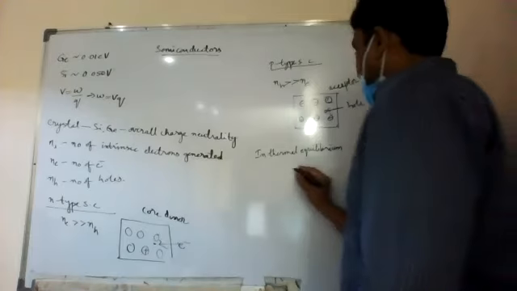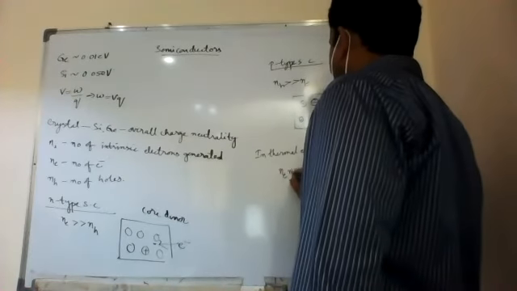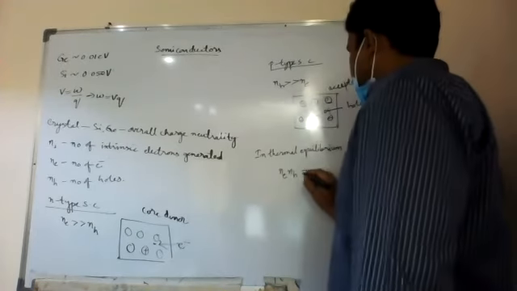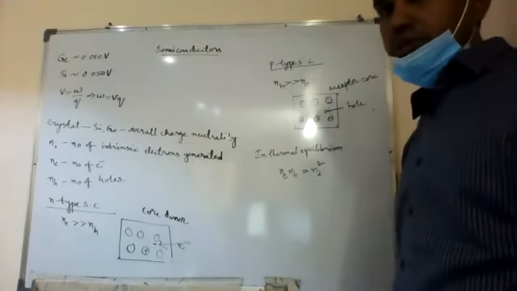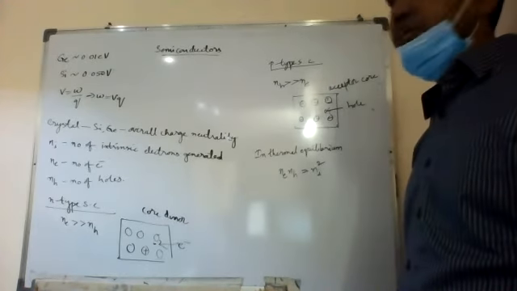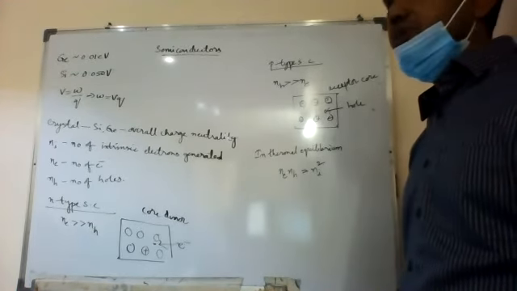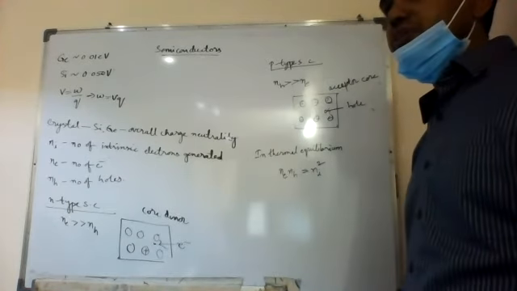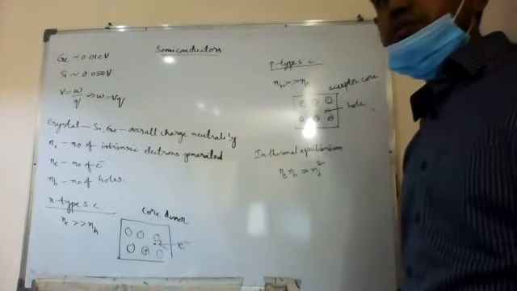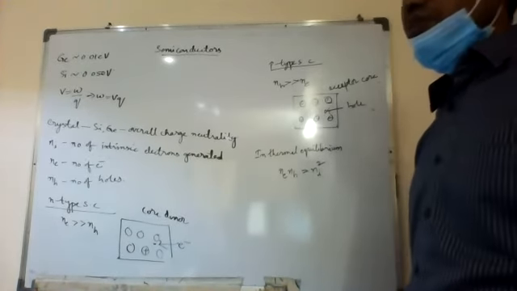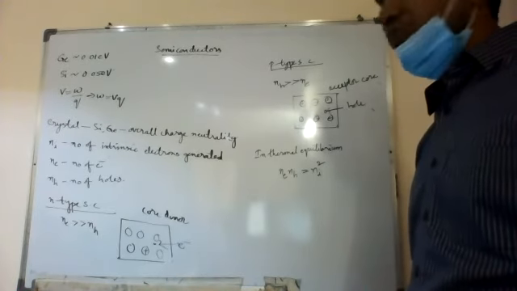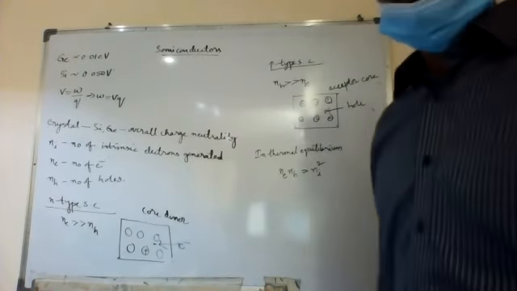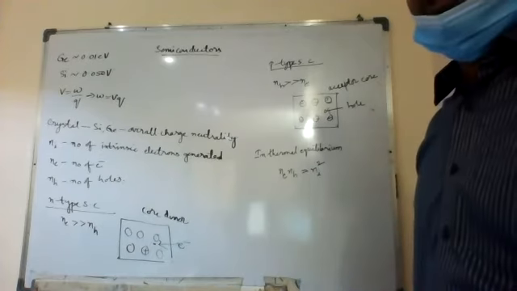what will happen? Ne into NH is equal to Ni squared. In thermal equilibrium, at a particular temperature, the number of electrons and the number of holes are exactly equal. You know what thermal equilibrium is, right? In thermodynamics, you might have studied this word, thermal equilibrium.